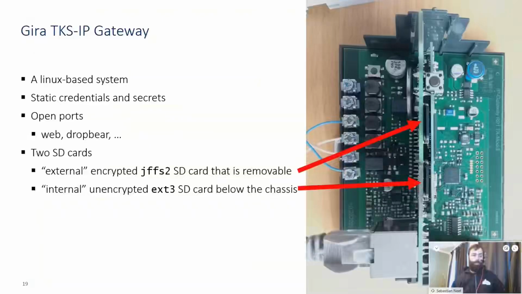All right, so let's have a look at the second device that we hacked during our project. It's a Gira TKS IP gateway. It's a Linux-based system running on an ARM processor, and you can see the device on the right side with its plastic shell removed. So we obtained the device after we found some static credentials and static secrets and some other configuration and software issues in the firmware.